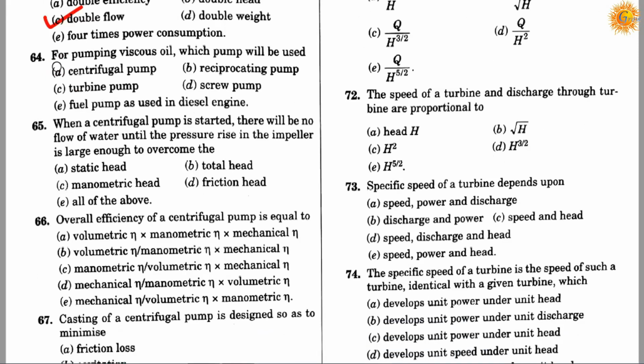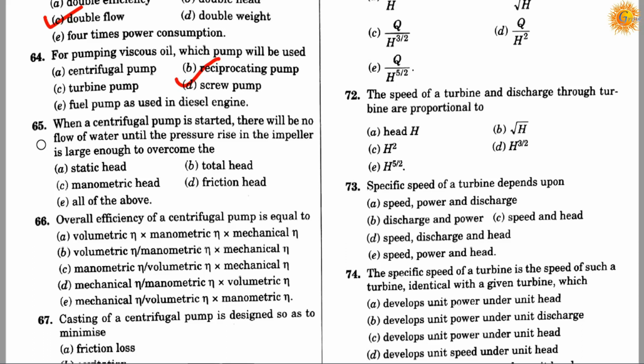Question number 64. For pumping various oil, which pump will be used? Option A centrifugal pump, option B reciprocating pump, option C turbine pump, option D screw pump, option E is a fuel pump as used in a diesel engine. So correct answer is D, it will be screw pump is good for pumping the oil.